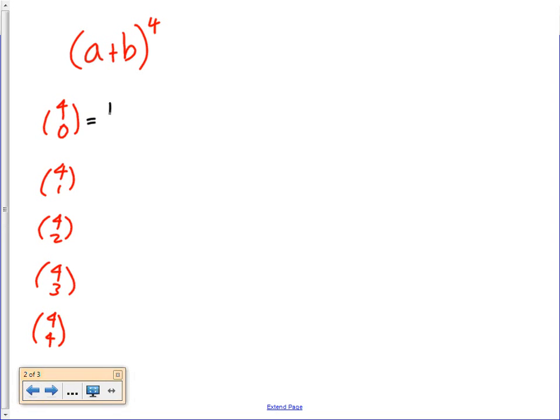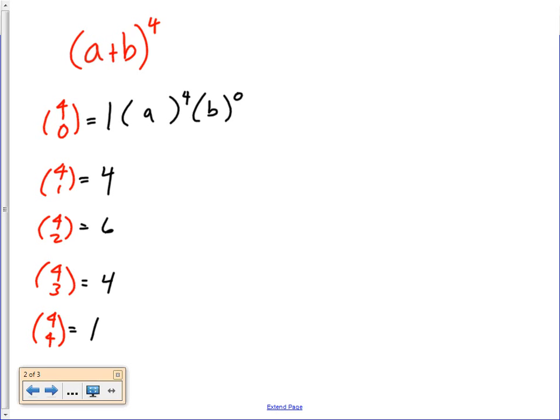4 is going to give me 1. It's going to give me 4. It's going to give me 6. It's going to give me 4. It's going to give me 1. My coefficients I find from subtracting these two right here. So that's a to the 4th, b to the 0.